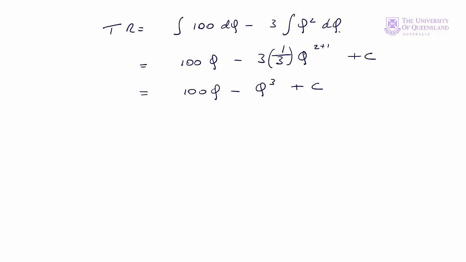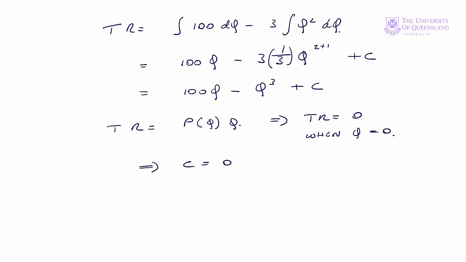cubed plus c. We know that total revenue is equal to price as a function of quantity times quantity. That implies that total revenue is equal to 0 when q equals 0. That implies that c is equal to 0. Therefore, total revenue is equal to 100q minus q cubed. We've been able to eliminate the constant of integration.